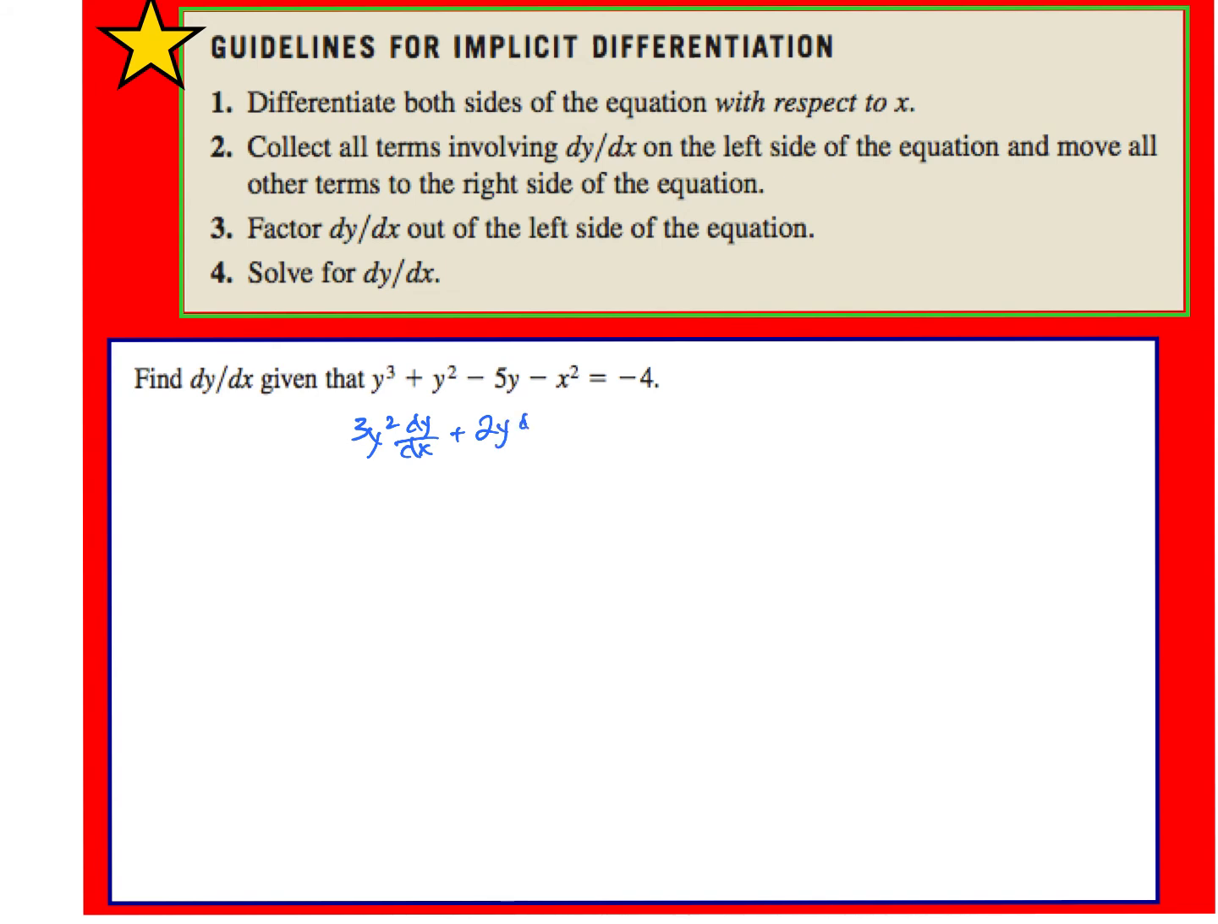2y dy/dx. What's the derivative of negative 5y? Negative 5 dy/dx. Then what's the derivative of negative x squared? Negative 2x. That's it. Because it's really a dx/dx, right? But I don't need to write that. And then it's equal to 0.